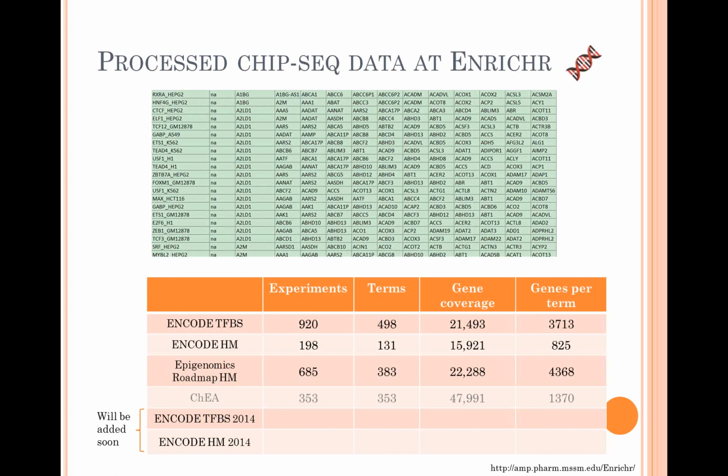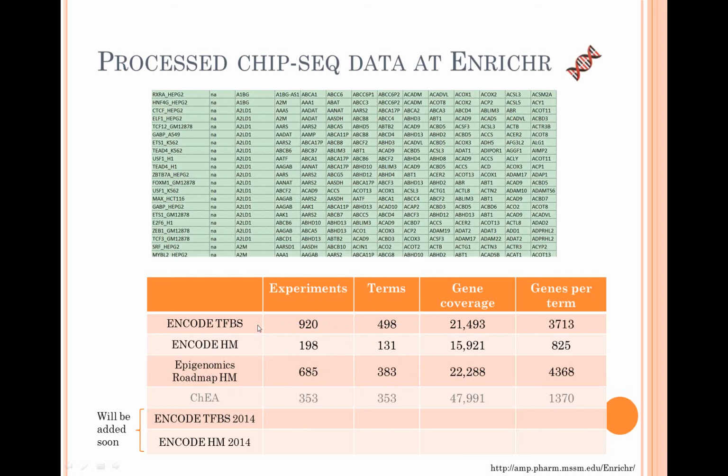Here is a summary of the data sets we have. These data can be accessed through Enrichr, a web app developed in the lab. So far, we have the number of experiments in the data set we got from ENCODE, and then after I merged the replicates and unified the experiments, there are this many terms for each of the data sets.